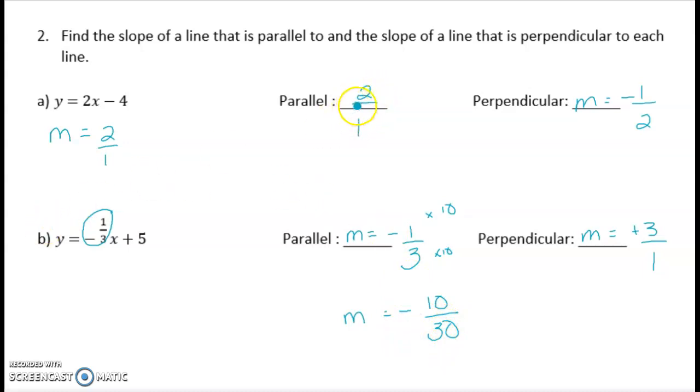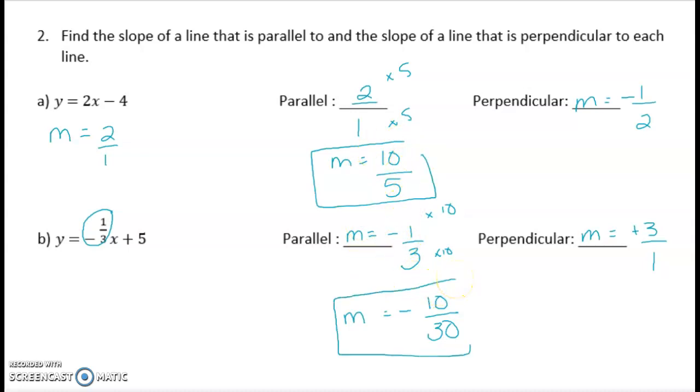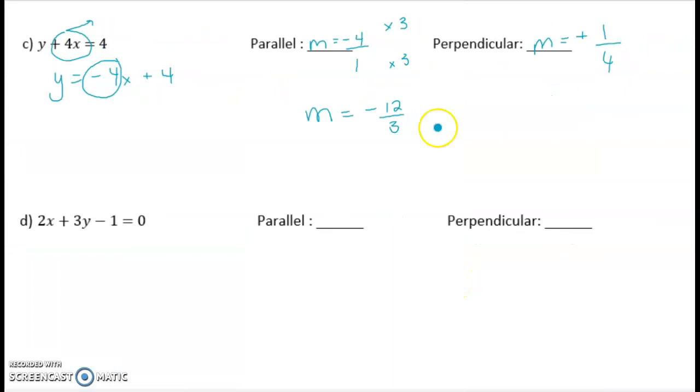This first one, my slope of 2 over 1, I could have a parallel slope. Maybe I multiply both of these by 5. You could multiply them by 2, whatever. So 2 times 5 is 10, and 1 times 5 is 5. So these are parallel slopes to the slope that we were given. Okay, so that's my parallel slope.